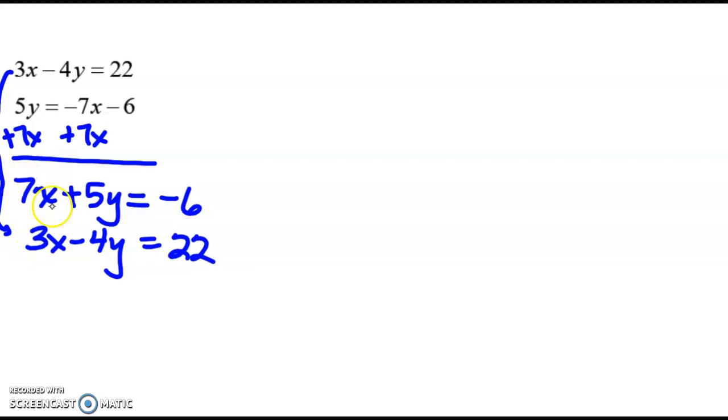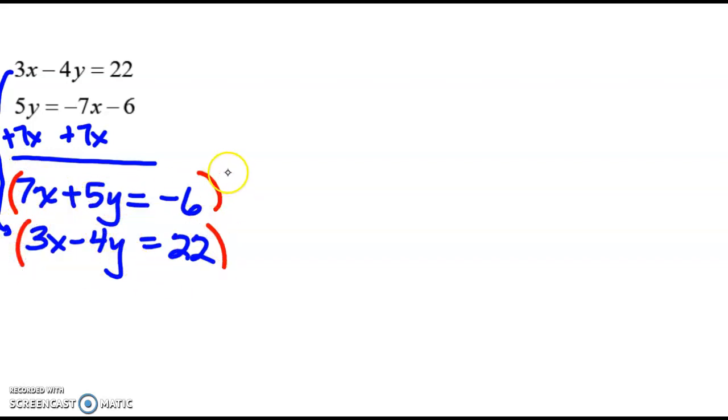The least common multiple of 7 and 3 is 21. They both divide into 21. Least common multiple of 5 and 4 is 20. They both divide into 20. I'm going to choose to get rid of my y's because they have different signs already. So that would be the easier thing.